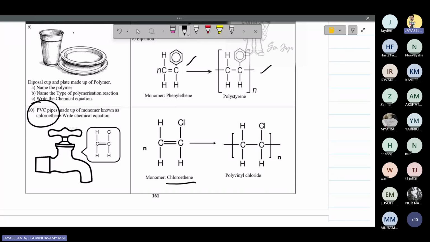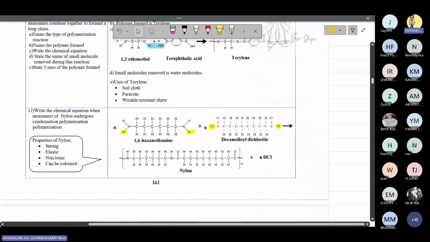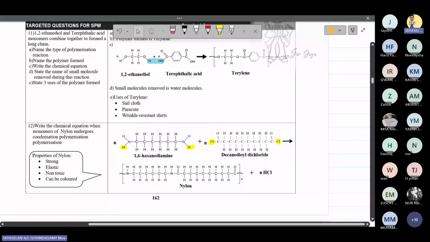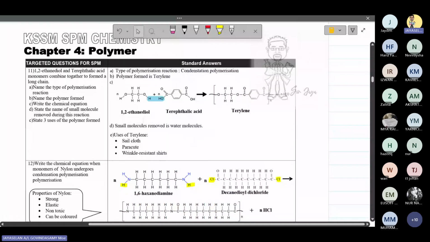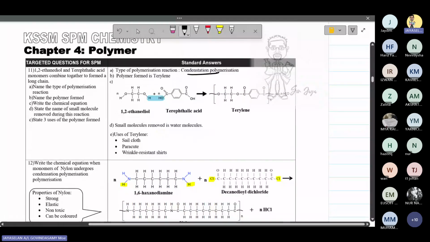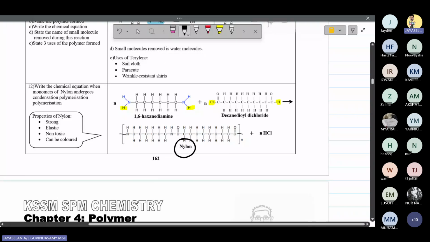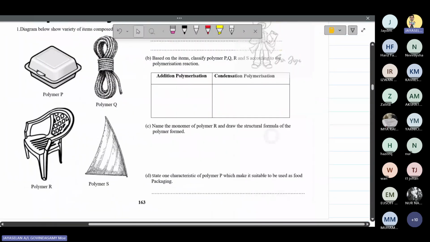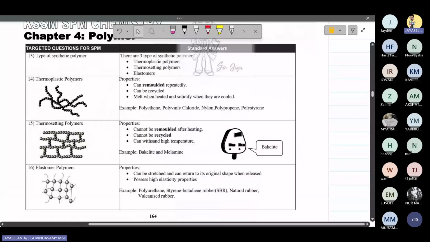Okay, PVC, polyvinyl chloride. Dia punya monomer name chloroethane. Equation dia sangat senang. Okay, after baca ni, nylon. Nylon and terylene is made up of what? Condensation. This one also, nylon also, condensation polymerization. Okay, sudah ingat, eh? Okay, lepas tu buat soalan ni. Jawapan ada dalam buku.